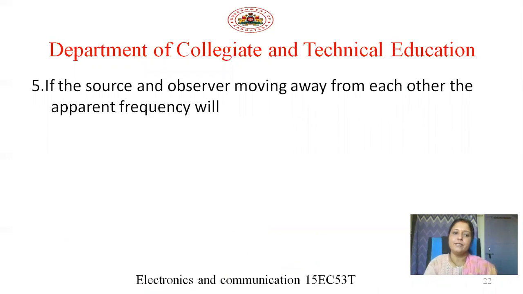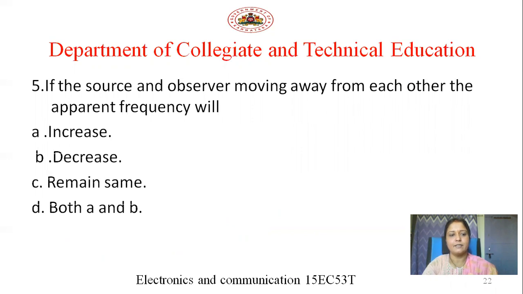Fifth one: if the source and observer are moving away from each other, the apparent frequency will increase, decrease, remain same, both A and B. It may increase or decrease. Which is the correct answer? If the source and the observer are moving away from each other, any guess, students? Yes, B is the correct answer, because they are moving away from each other.